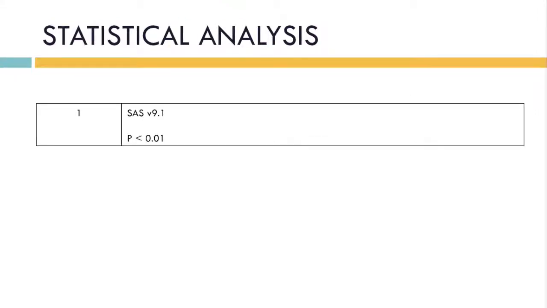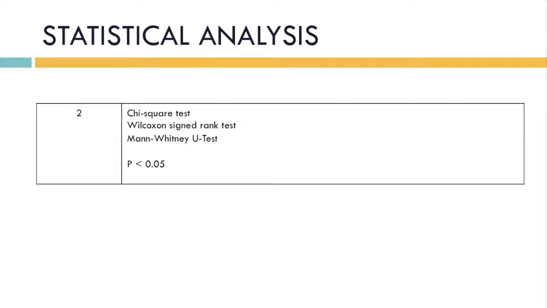The statistical test that was used for the first study was the SAS version 9.1. It had a p-value of 0.01. The statistical analysis for the second study comprises the chi-square test, Wilcoxon signed-rank test, and Mann-Whitney U test, all of which had a p-value of 0.05.